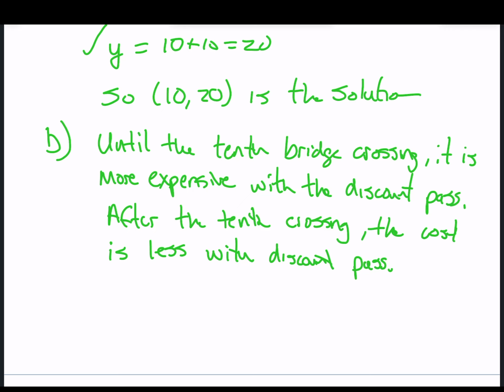So in other words, not having the pass is good if you are only planning to cross 10 or less times in a month. But if you're going to cross every day, so if you were going to cross 30 times a month or you were going to cross it twice a day every month, then it would be cheaper to go with the discount pass.